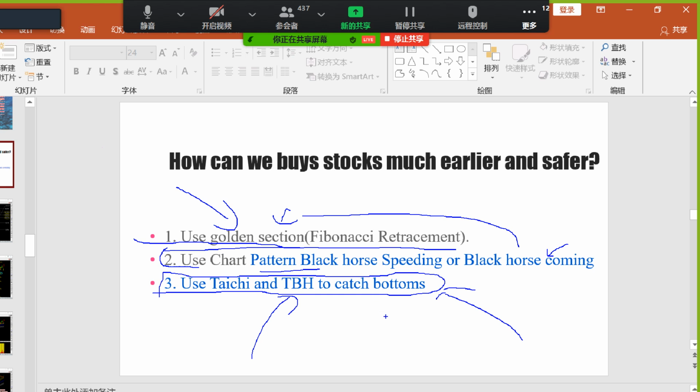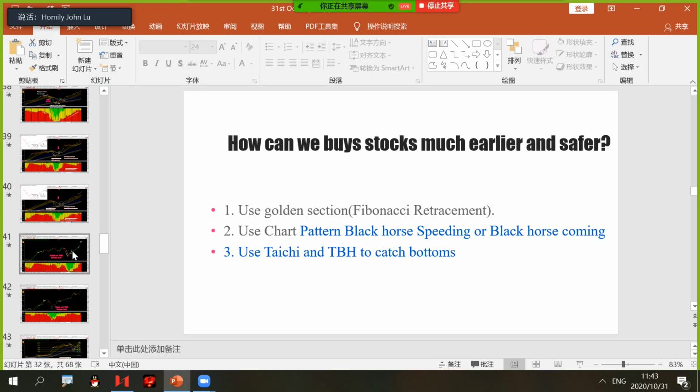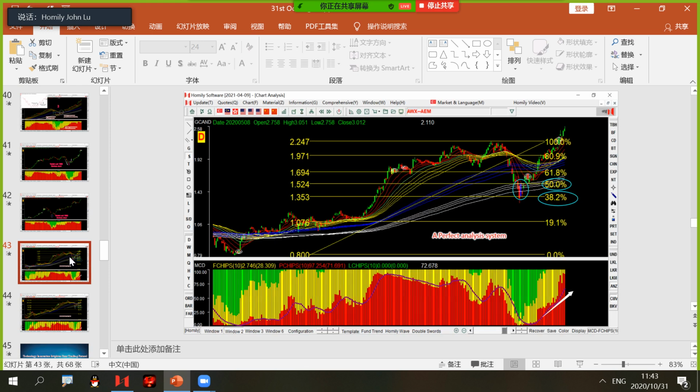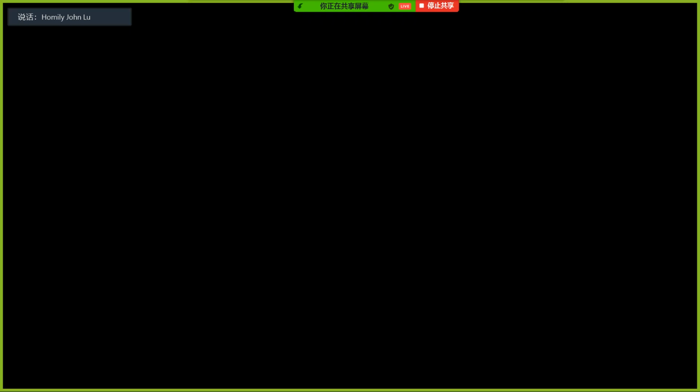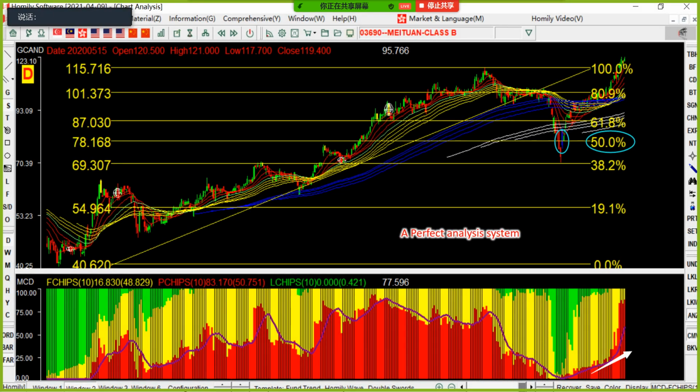But if you are very aggressive or you have enough confidence, sometimes you don't mind buying earlier based on the Fibonacci or the bottom alert. That's why sometimes you buy earlier, and then you buy at a much lower price. You become the predictor. Okay, that is AEM. Then another one, Meituan in the Hong Kong market, the same.